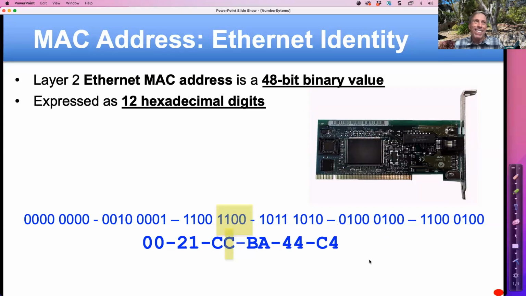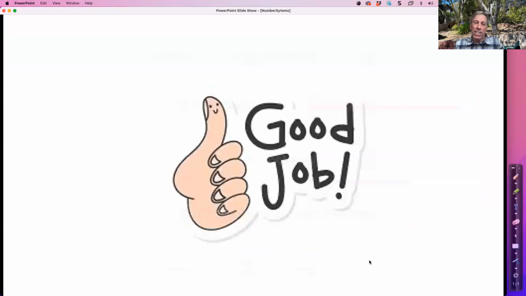All right. Okay. Good job. I hope that helped. And number systems, a lot more to it. I mean, you know everything you need to know. In my classes, I'll talk a little bit more about this stuff, but you've got it.